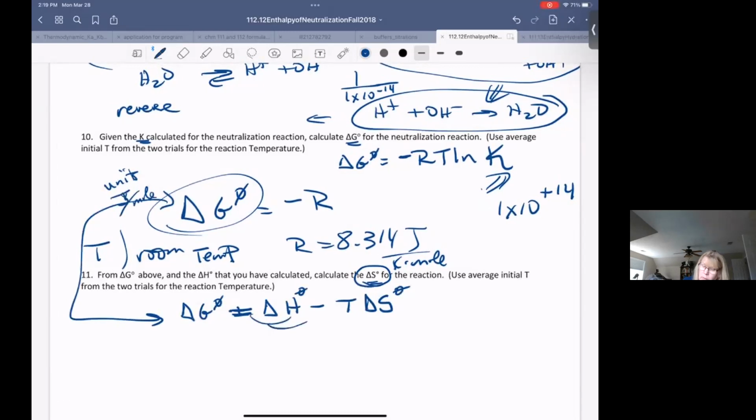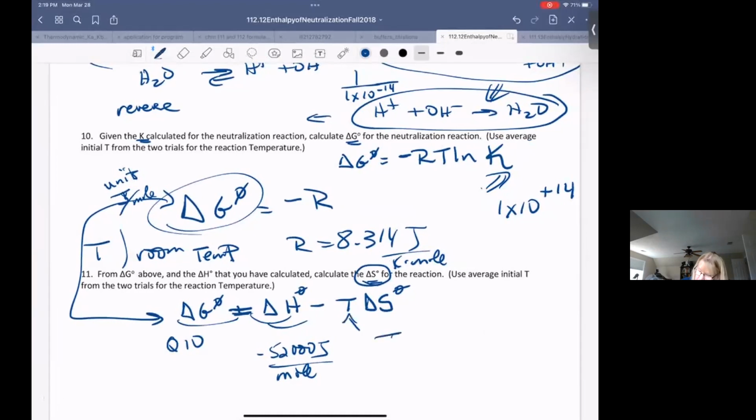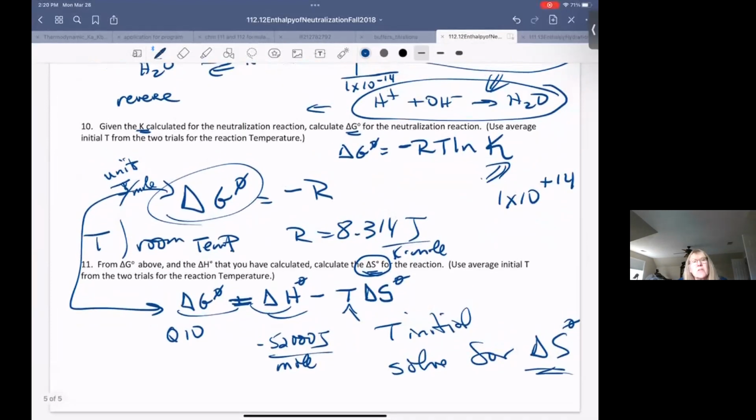Our delta H, we know, we got it up above, and it was minus 52,000 joules per mole. Delta G from question 10, temperature is going to be T initial, and solve for delta S. Delta S is the change in entropy, which is the change in order or disorder for our reaction. And so do that for this reaction and the rest of this. And in fact, that's it for the entirety of the lab. So make sure you can do that and that makes sense.